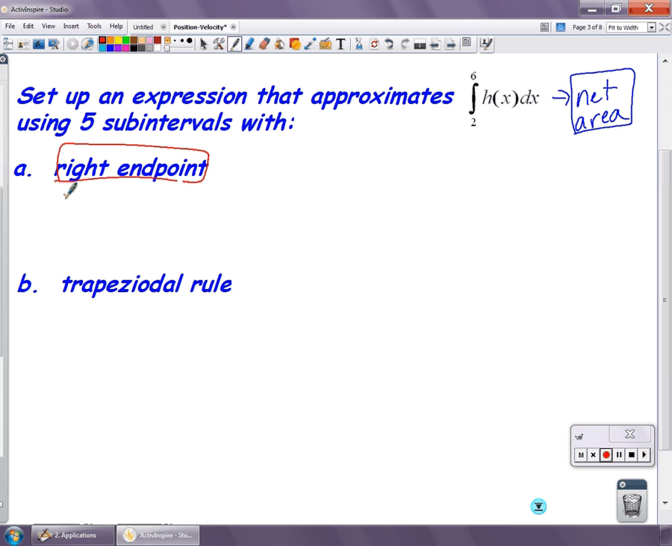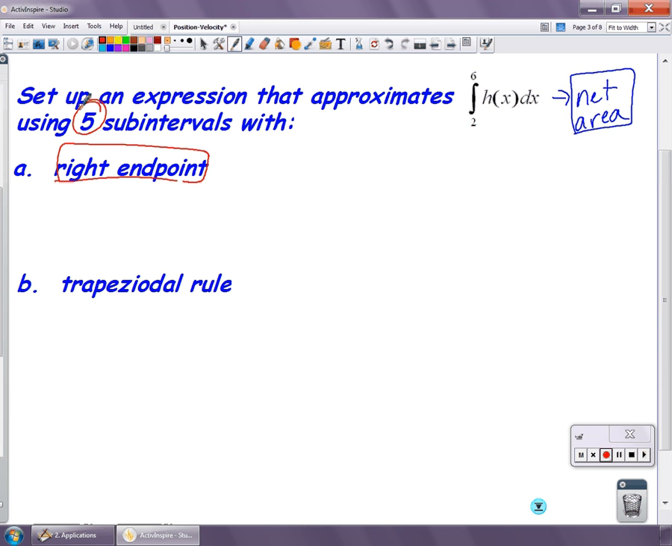We're accumulating that net area with a right endpoint approximation. Now notice there's no graph, there's no table, there's nothing. All we have is the name of a function, h of x. So when we approximate that area, we know that we're using rectangles because it's a right endpoint approximation. We know that we're using 5 rectangles, and we're going from 2 to 6. So let's think about that for just a second.